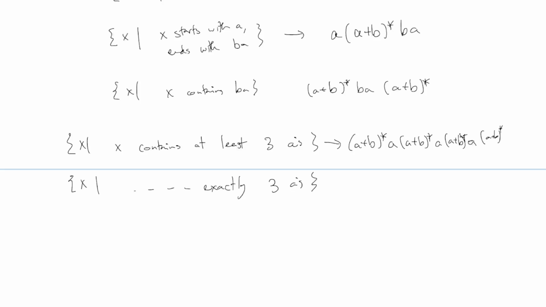And then exactly 3 A's means those are the only A's and everything else must be B. So for exactly 3 A's, you can just write it like this. Right? There are 3 A's and the rest of it are B's in some locations. All right, that'll do. We'll do a lot more of these next time around, next week.